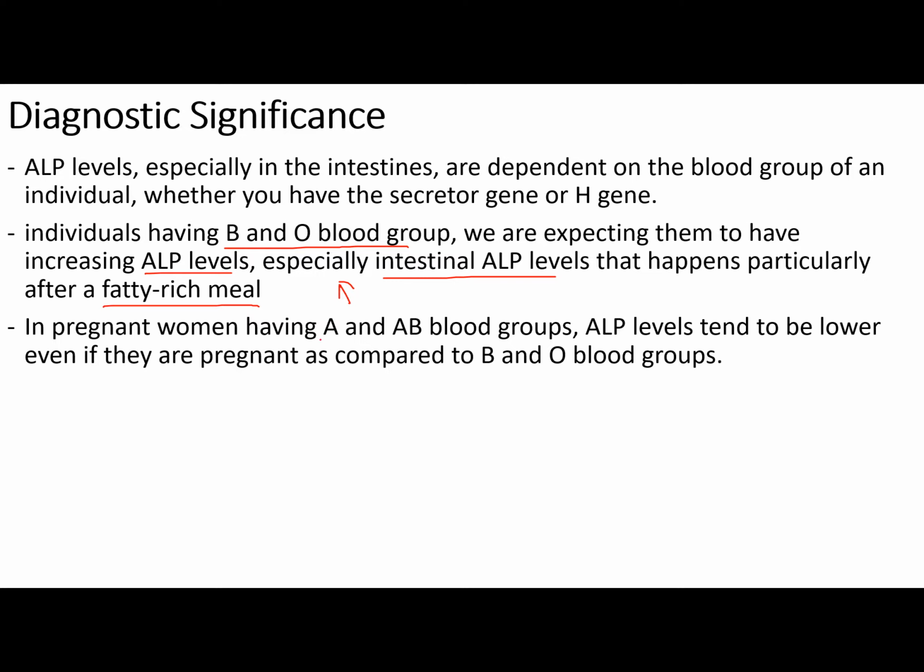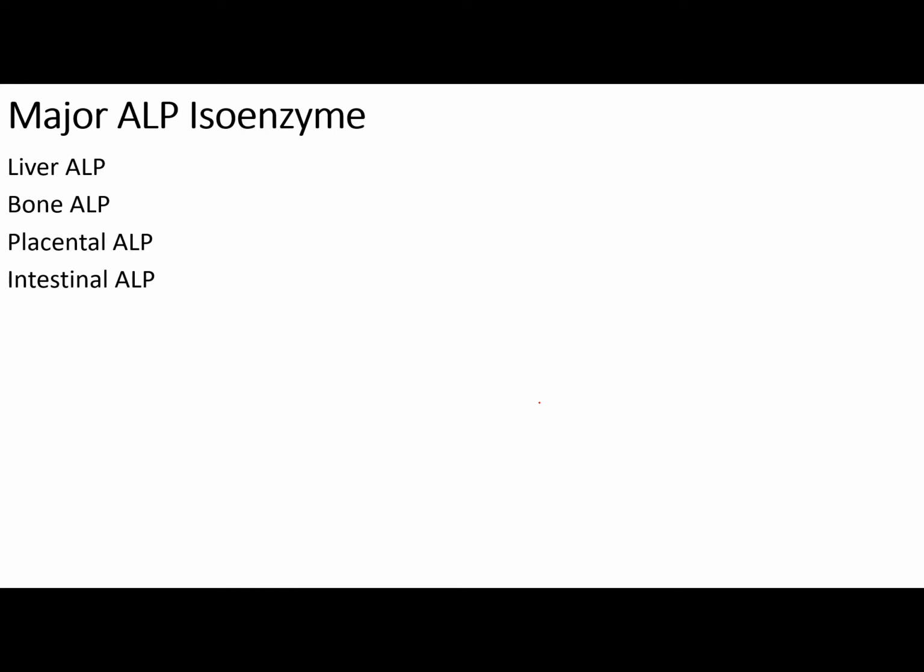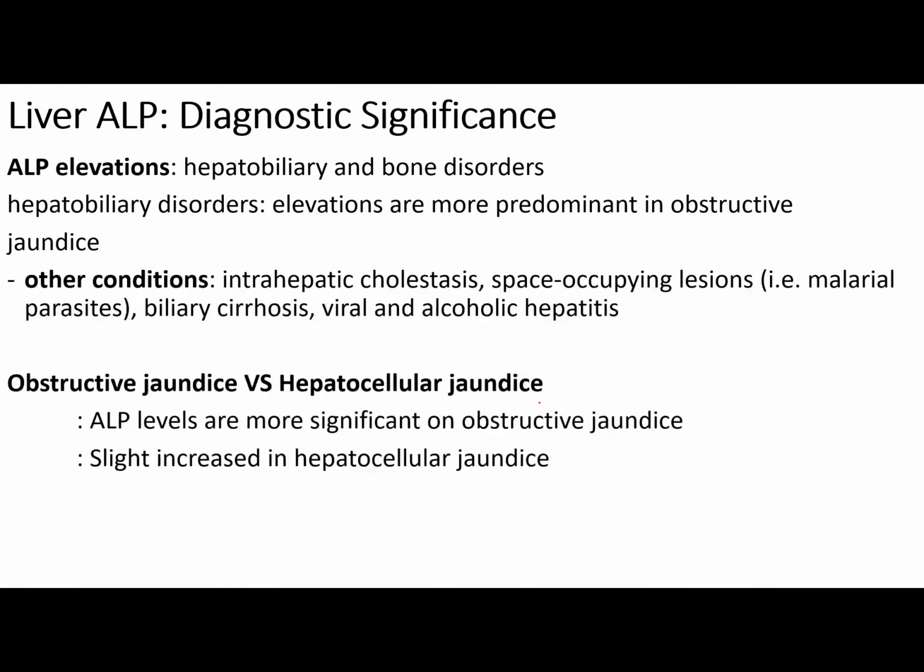In pregnant women having A and AB blood groups, ALP levels tend to be lower even if they are pregnant as compared to B and O. So let's have a recap, class ha. Kapag B and O blood group ka, mas mataas ang intestinal ALP mo. But in pregnant women, if that is blood type A or blood type AB, they tend to have lower ALP as compared to B and O blood groups. Now let's talk about the major ALP isoenzymes. So there are four. We have the liver, the bone, the placental, and the intestinal ALP.